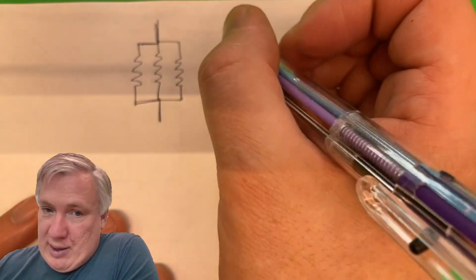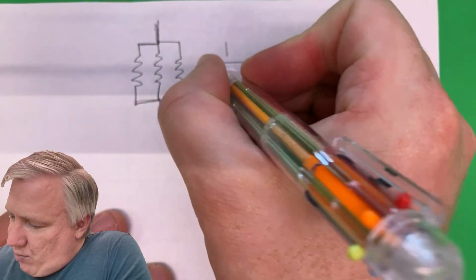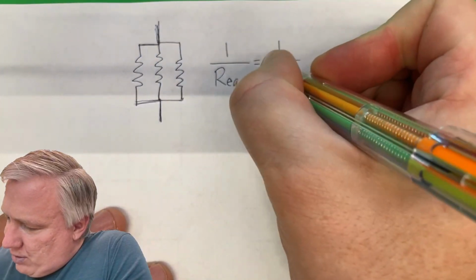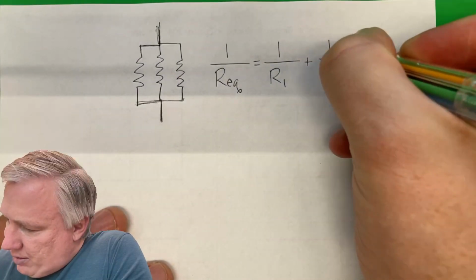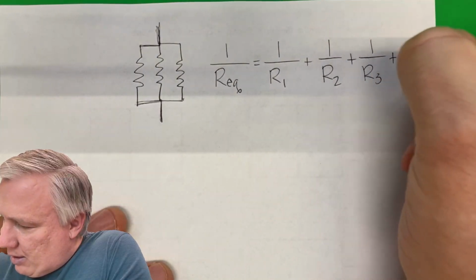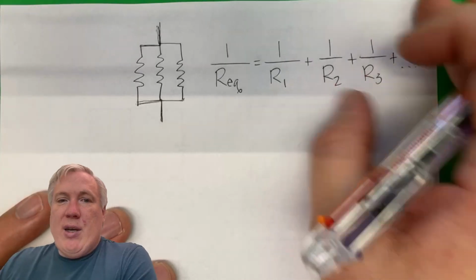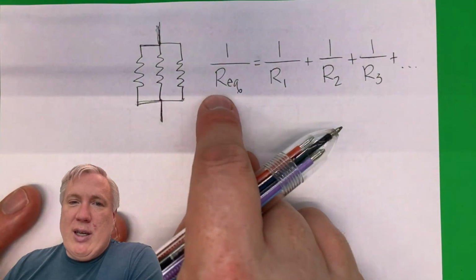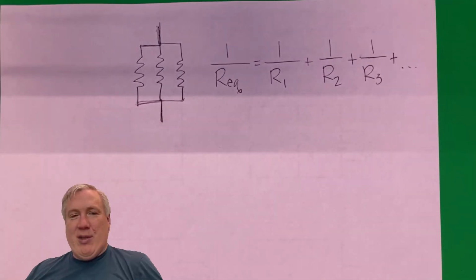The equivalent resistance, the actual formula for it, is 1 over the equivalent resistance is equal to 1 over the first resistor plus 1 over the second resistor plus 1 over the third resistor, however many you have, plus dot, dot, dot. If you only have 2, then you just stop there, okay? That's how you calculate equivalent resistance. But what's key here is it doesn't actually give you equivalent resistance. It gives you 1 over equivalent resistance.